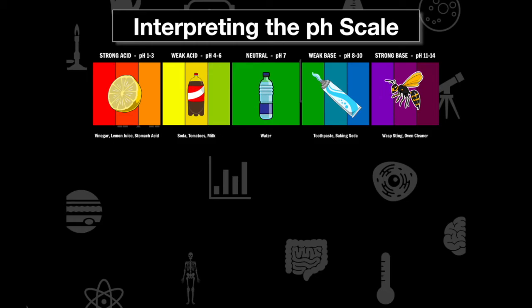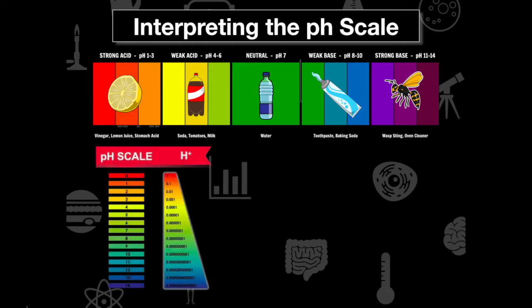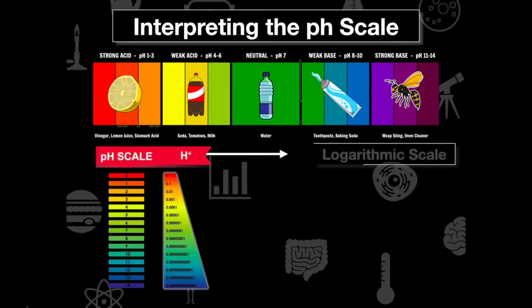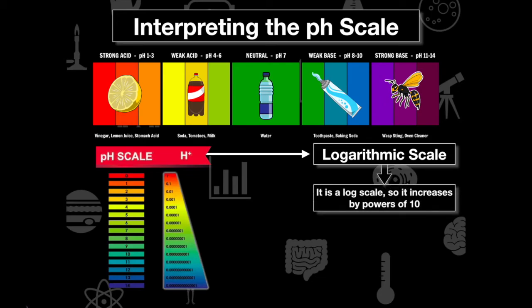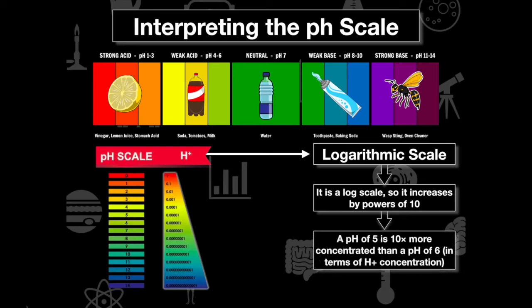Now, here's the pH scale again through this image. And what we can see here is the pH scale increases via logarithmic functions. It's a log scale, so it's going to increase by powers of 10. What does that actually mean? A pH of 5 is 10 times more concentrated than a pH of 6.